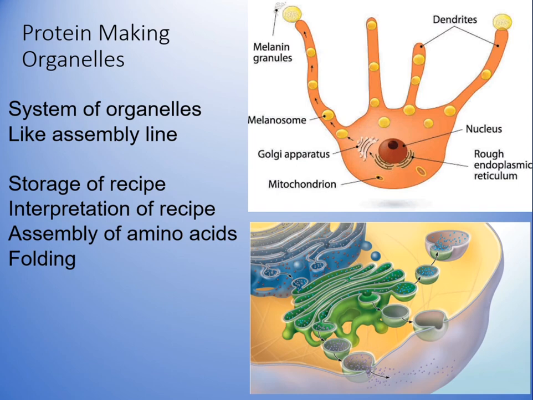We're also going to fold the protein, because it has a specific shape, and then we're going to ship it somewhere. We might keep the protein in the cell itself, or we might release the protein, like this melanocyte here is releasing melanin granules to the cells around it. It depends. Every protein has a recipe for making it, but that recipe also contains information about where the protein needs to go.